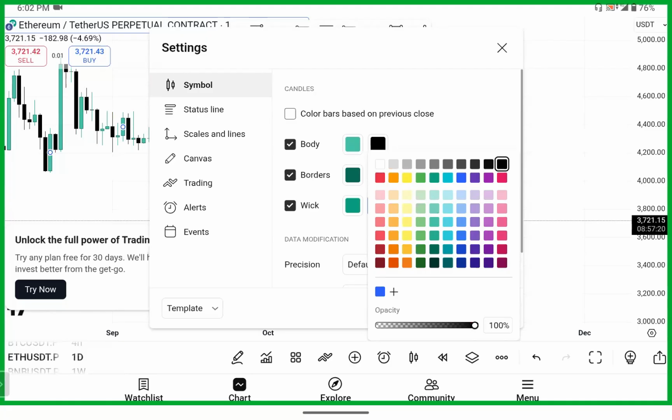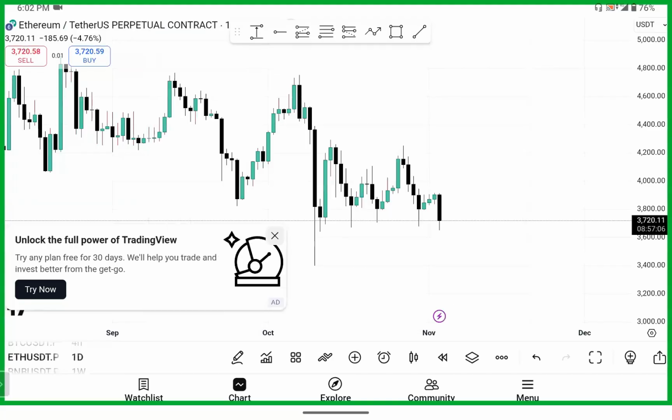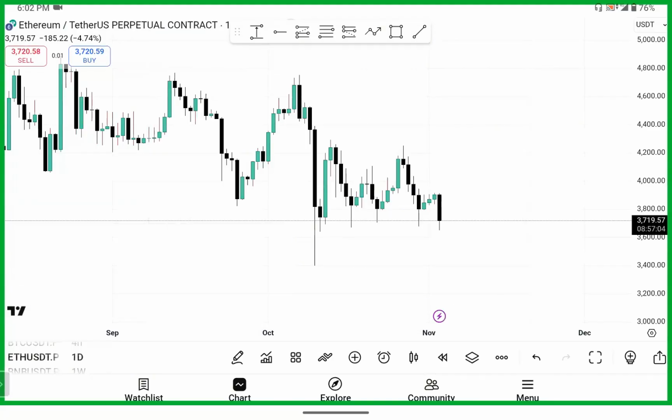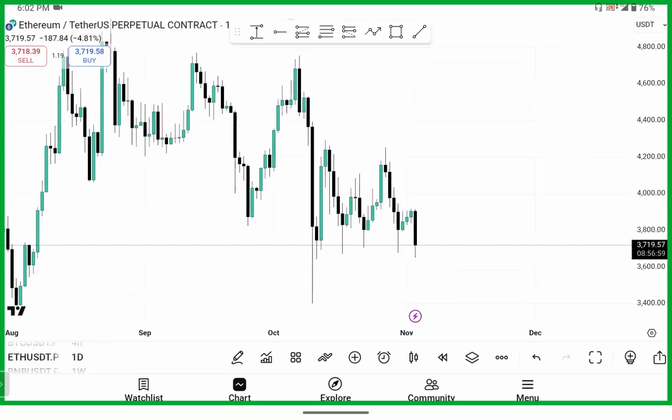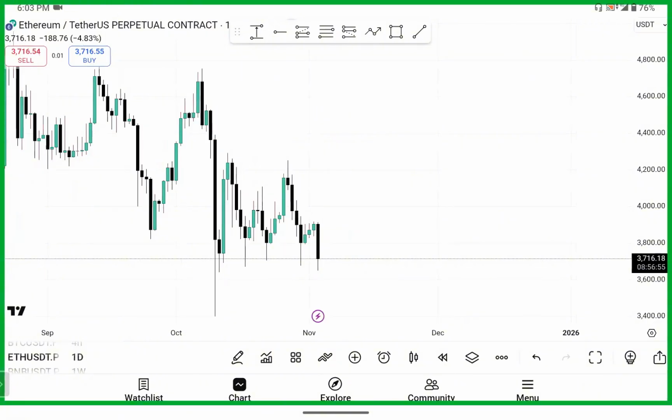I'll keep it at the what? At the, yeah, I will keep the weeks at this color. Let me slightly, yeah, let me keep them there, you see? I hope you see my charts have changed. Are we together? Yes, yes, we are.